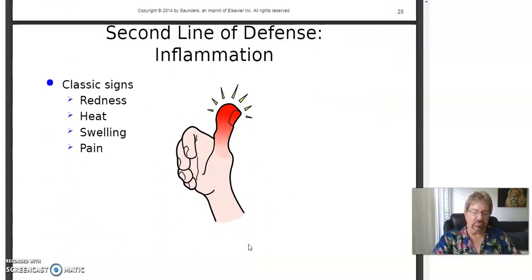Okay, inflammation. Recognized since ancient times, redness, heat, swelling, pain are all characteristics of it. It has to be controlled. It gets out of line sometimes and causes problems.